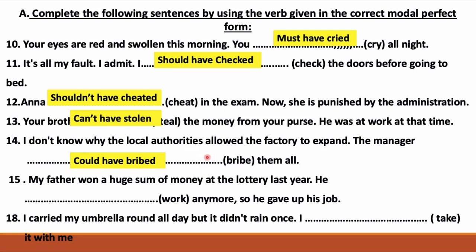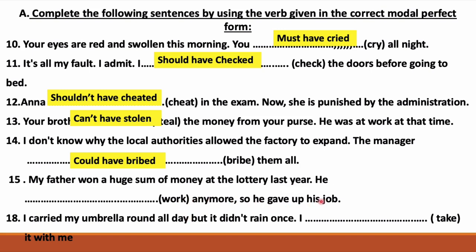So here we are talking about possibility. Are we sure? No. How do we know? Because we have here I don't know. What about if I am sure, I'm certain? What am I going to use here? I'm going to use must have bribed because I have the evidence. But here we have I don't know, so I'm not sure, so I'm going to use could have bribed them all.